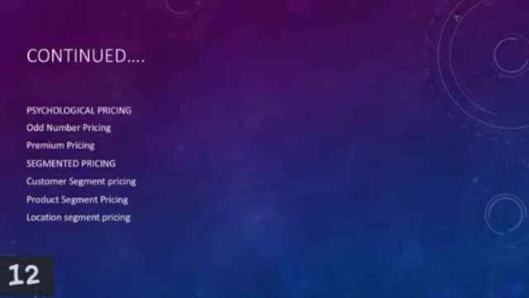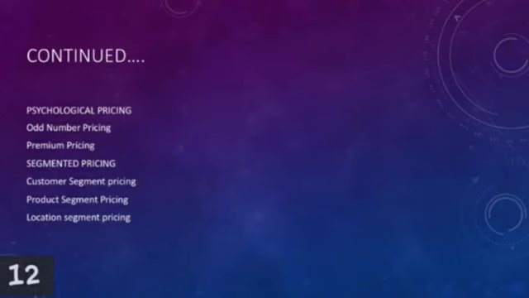The next one is segmented pricing. Earlier, this segmented pricing was called discriminatory pricing, but now the author, Philip Kotler, has renamed it as segmented pricing. By segmented pricing, we mean selling a product or service at two or more prices, where difference in price is not just a difference in cost. So the difference is not based on cost, rather it is based on other factors.